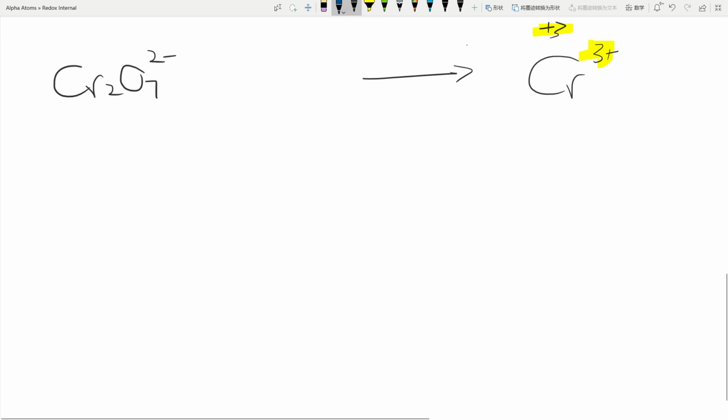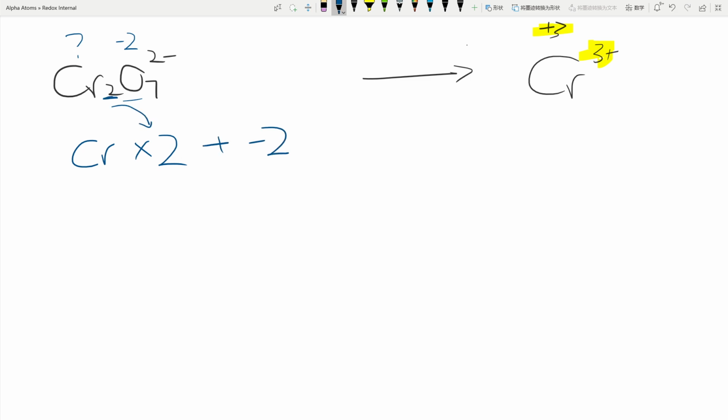And then what about this one? The Cr, I don't know. Oxygen, each oxygen is -2. That looks quite complicated, and this is where you just need to write it out. I don't know the oxidation number of chromium, but I know there are 2 of them. If you wondered where that 2 comes from, there are 2 of them. Each oxygen is -2, and there are 7, so multiply them together. And what does the overall oxidation number equal? It equals the charge, which is -2.